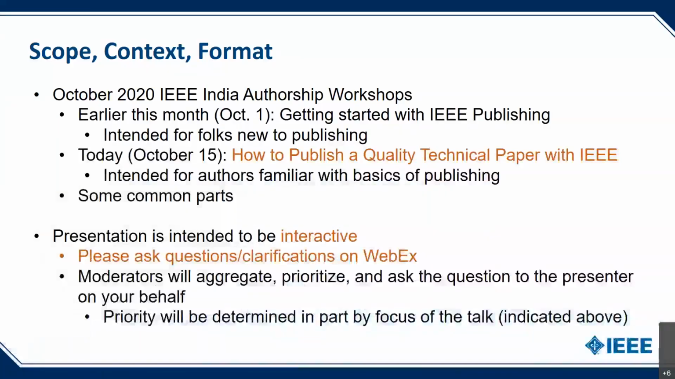All right. So just before we begin, just some scope and context for this. As Ranbir already mentioned, this is the second in a series of 2 workshops that IEEE is conducting in October for authors in India. And today's focus is intended for authors who are already familiar with the basics of publishing. There are some things I will cover in common between the 2. But the one which was intended for folks who are new to publishing was on October 1.